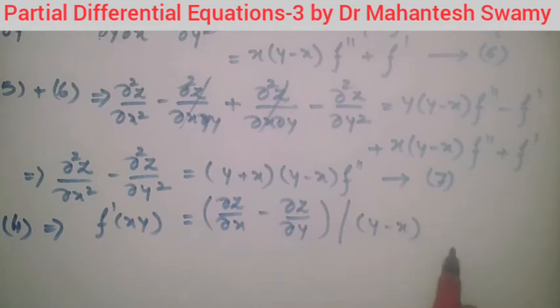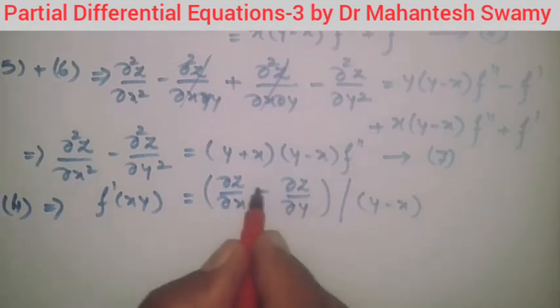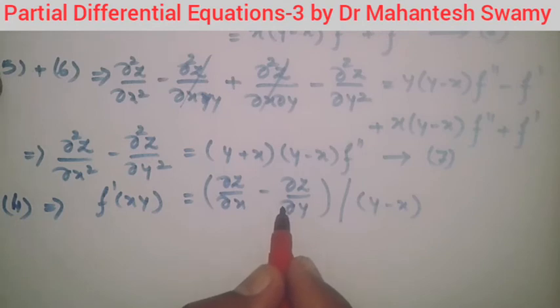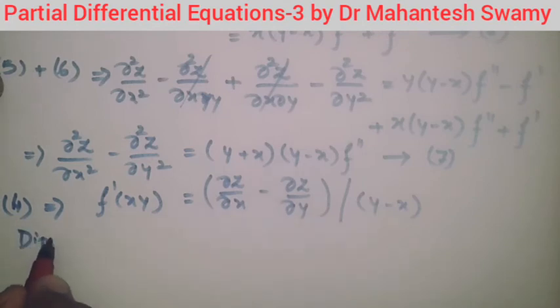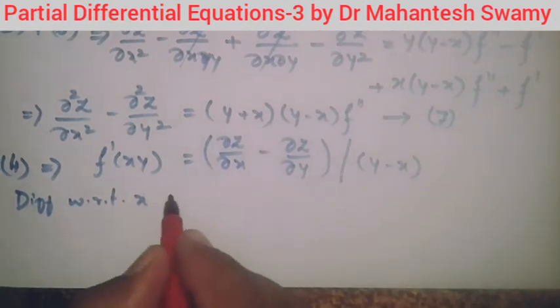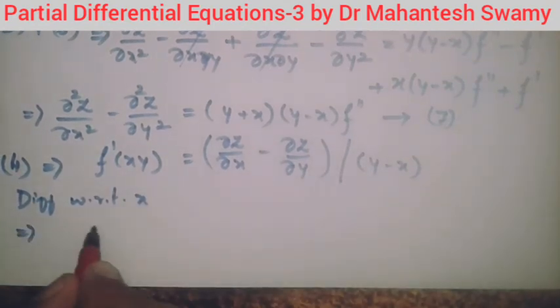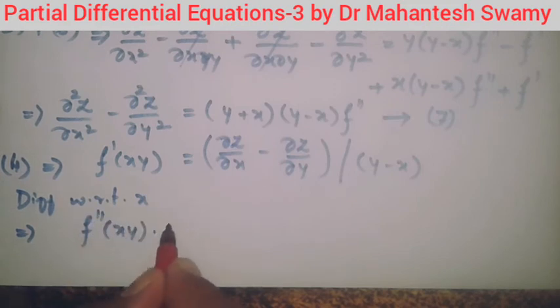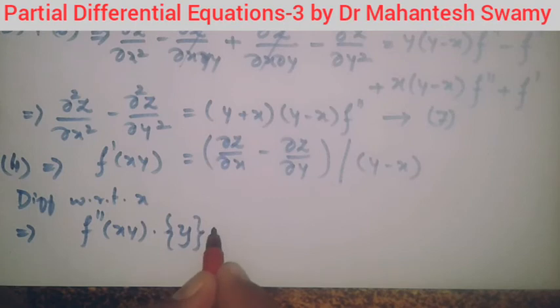You look at equation 4, you will get the idea. So here we have to differentiate this with respect to x again. When we differentiate this with respect to x, on LHS we will be getting f double dash of xy into the differentiation of this quantity, which will be simply y, as we have done in the previous case. The same thing we are doing.